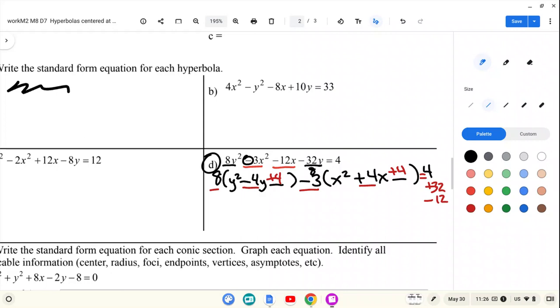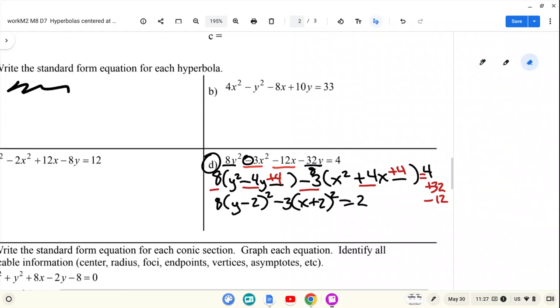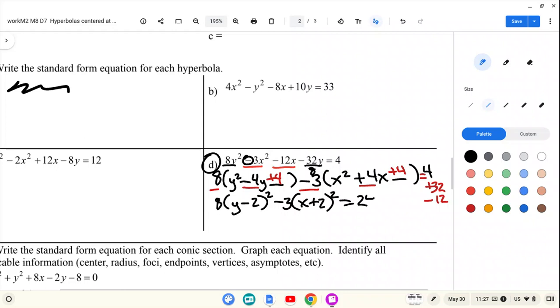So we end up with 8 out front, y minus 2 squared, minus 3 out front, x plus 2 squared. And on the other side, what do we end up with? 4 plus 32 minus 12 is 24. That makes better sense. I can add and subtract.